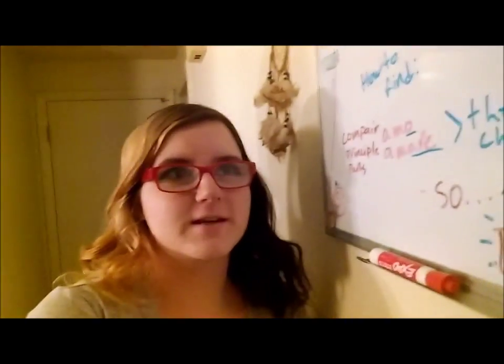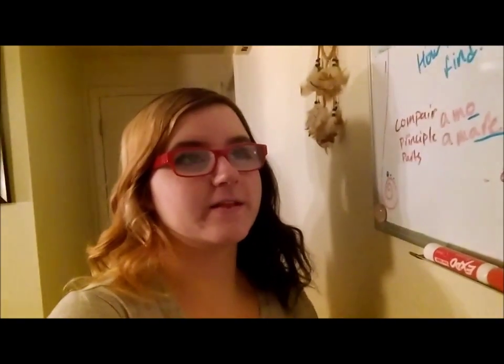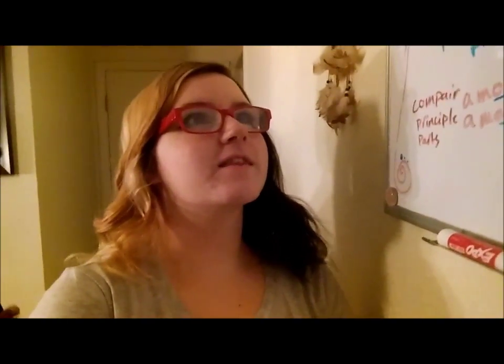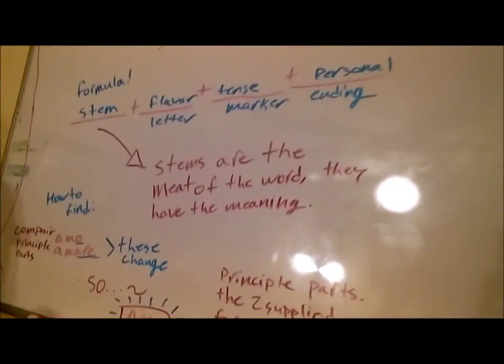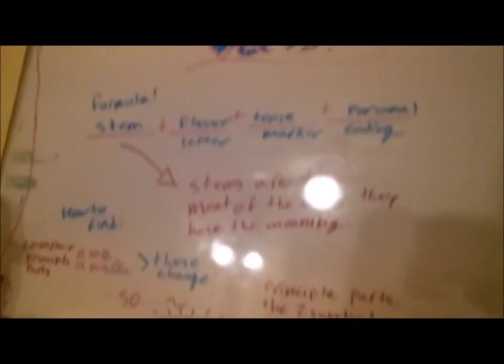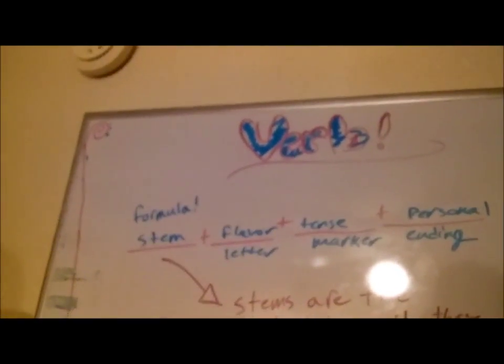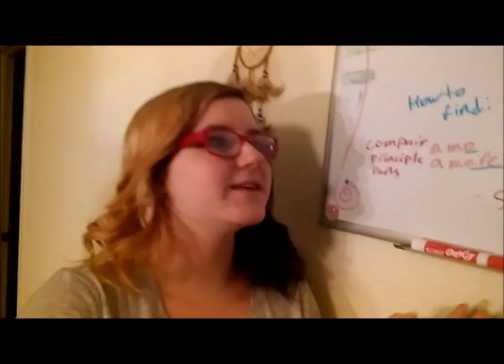Anyways, we want to start off with our little lesson of the verb portion of the Latin language, which is the verb formula. In this little portion we are going to briefly describe a little bit more of what a stem is. A stem is the meat of the word that kind of has the meaning to it.